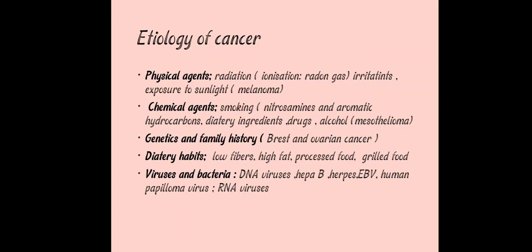So what is the etiology of cancer? What agents cause cancer? Physical agents include radiation, which comprises ionizing radon gas, irritants, and exposure to excess sunlight. The UV rays present in sunlight may cause melanoma, which is a skin disease or skin cancer. Chemical agents include smoking, which contains nitrosamine and aromatic hydrocarbons, as well as dietary ingredients, drugs, and alcohol. These can cause cancer.